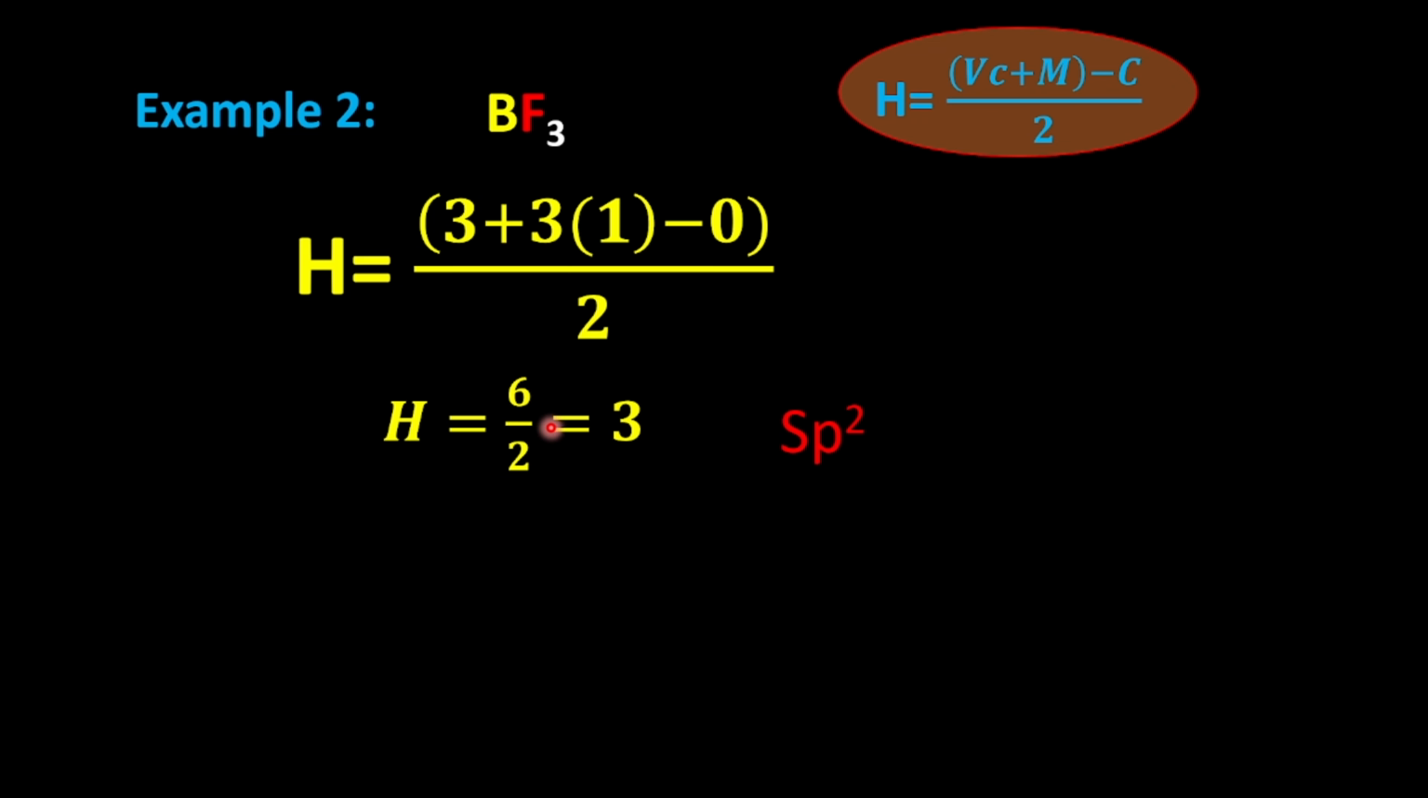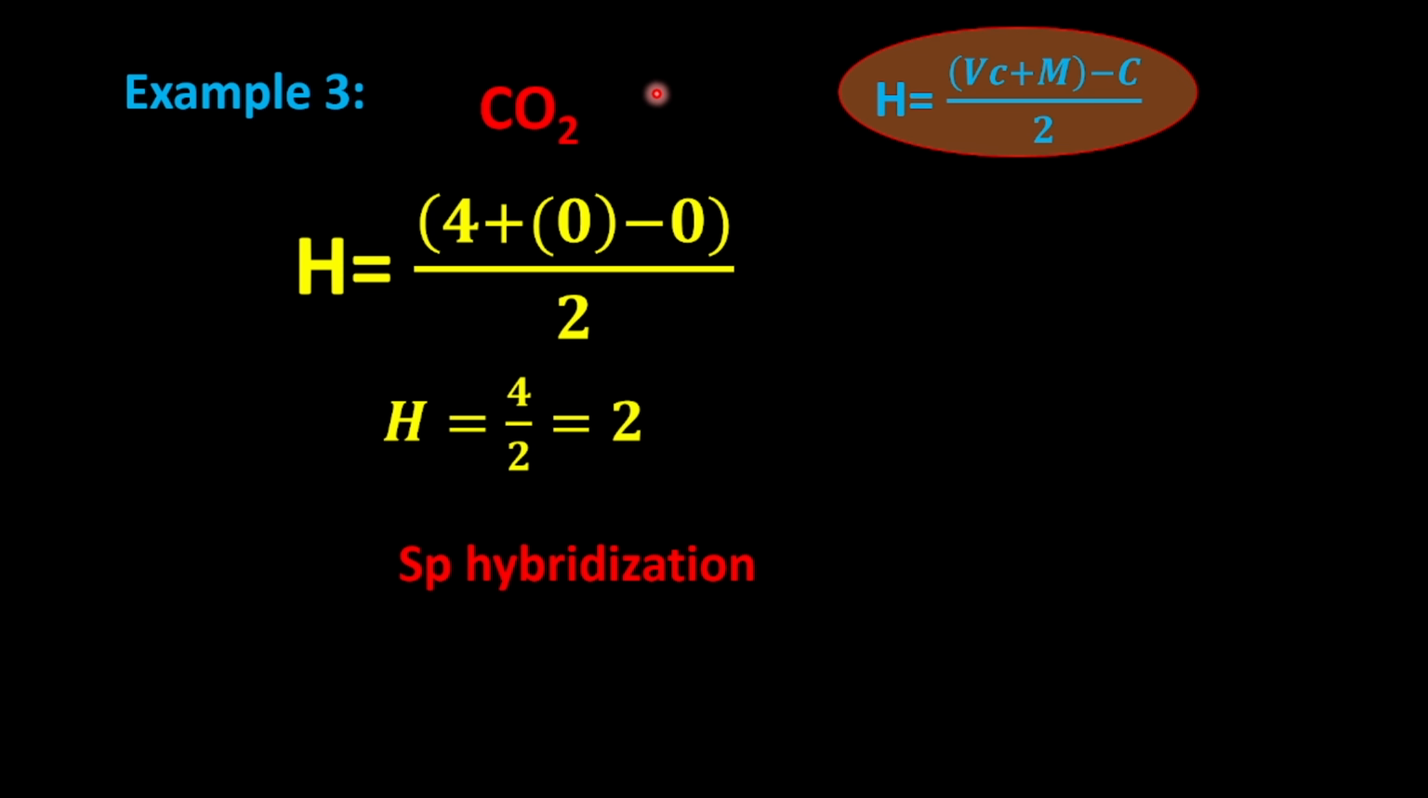Do we have any charge on this molecule? No. So that is 0 as indicated. All over 2. That gave us 6 over 2 is equal to 3, which indicates that it is sp2 hybridized. Now let's see Example 3. This is the CO2 molecule. The central atom here is carbon.